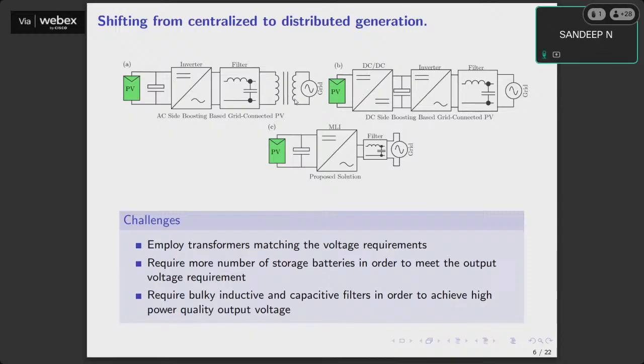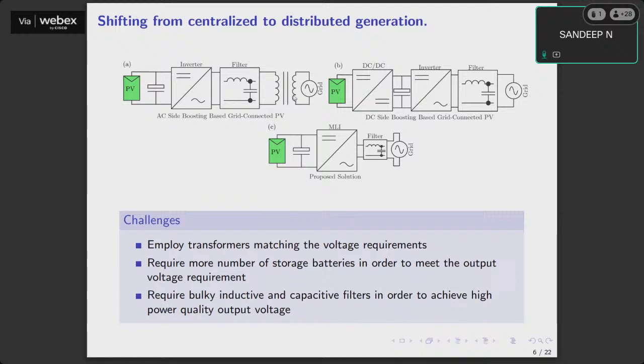This can be done in two ways: either we go for AC boosting or we have DC side boosting. When I say AC boosting, what does that mean? You have some PV panels and an inverter, then you have a filter, and the voltage that we generate would not be sufficiently high to pump power into the grid. Then what do we do?